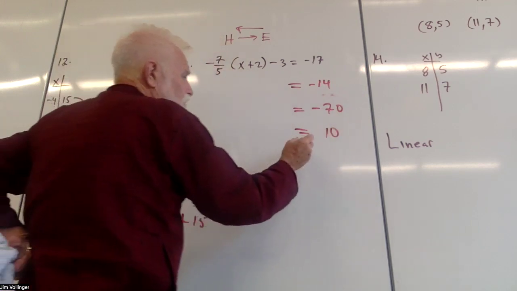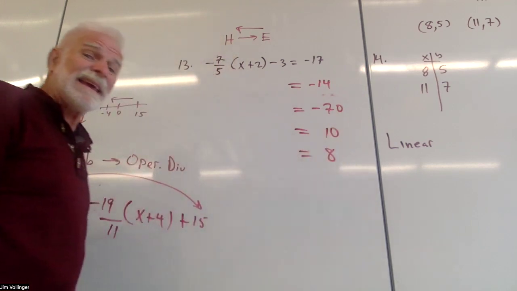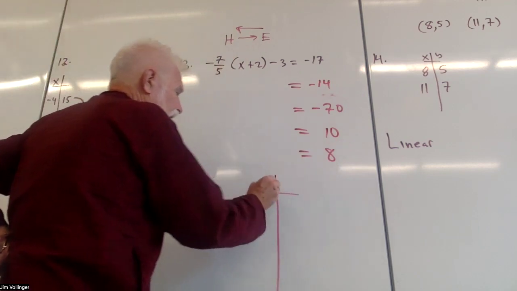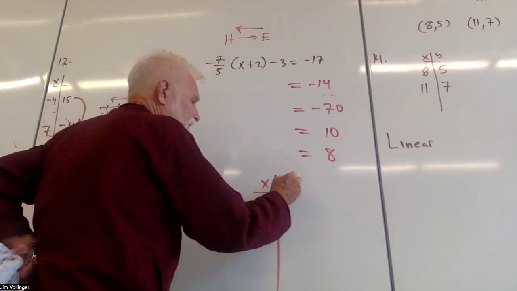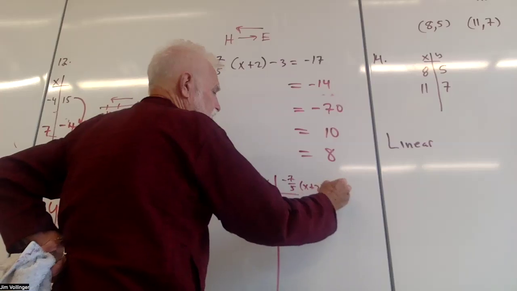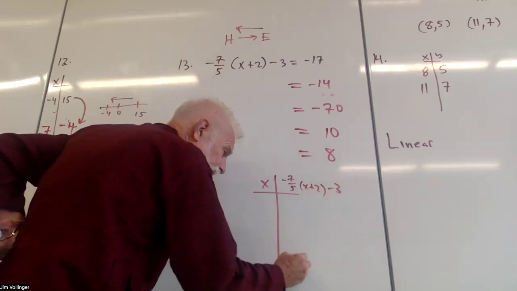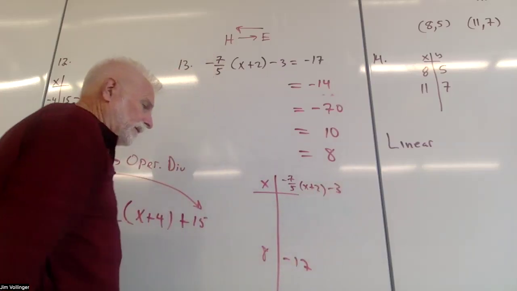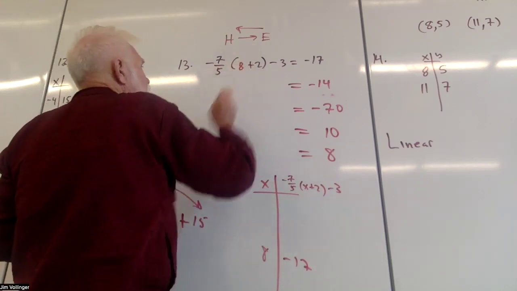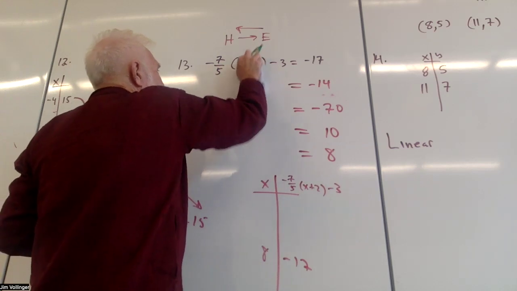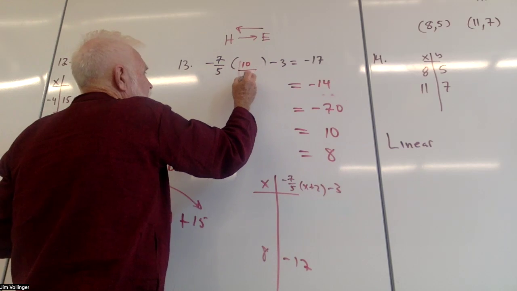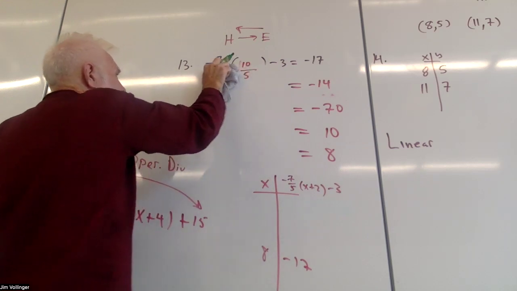And instead of adding 2, I'm going to subtract 2, and I think 8 is the number that, if I had a table of values, I had minus 7/5 x plus 2 minus 3, then I think I get negative 17 when I plug in an 8. Let's find out. 8 plus 2 is 10. Oh, yeah. So what did we say we could do with that? We could take this 5 and move it into that position.